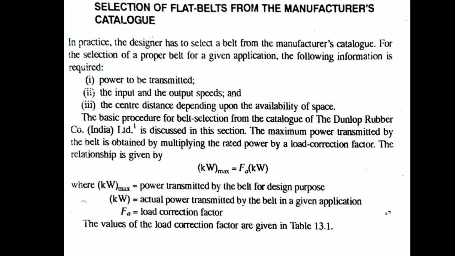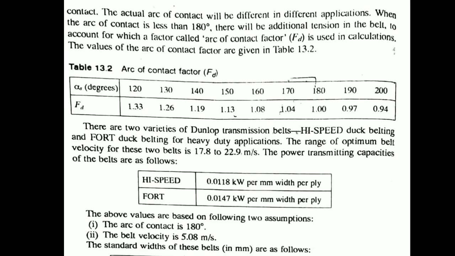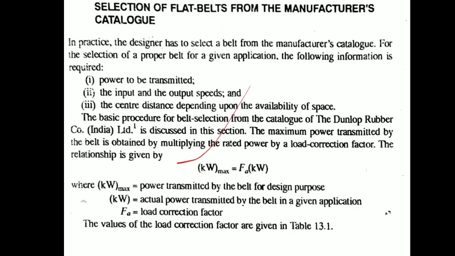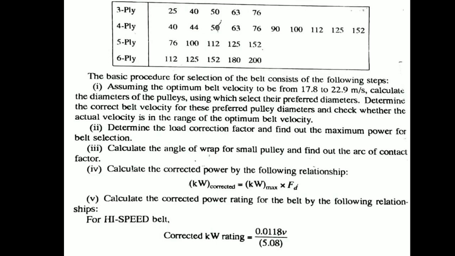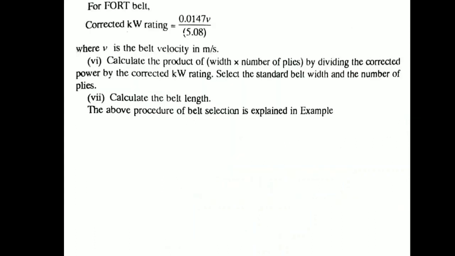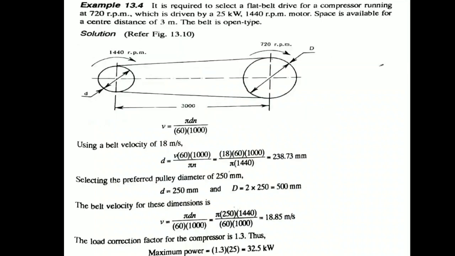Now see here, as I told you, for the belt manufacturing process, that is flat belt selection from the manufacturer's catalog, there are three conditions as I told you. First is kW max, then the arc of contact, through that kW corrected and corrected power rating, and divide this, we will get width into number of ply and calculated length. These are the only four formulas we need to use. So we'll go for solving the numerical.